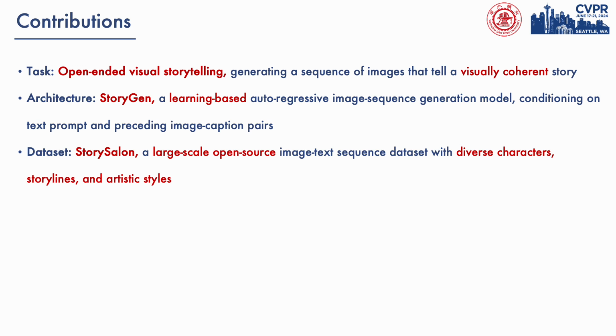First, we propose the task of generating a sequence of images that tell a visually coherent story, denoted as open-ended visual storytelling. Second, to fulfill the task of visual storytelling, we propose a learning-based autoregressive image generation model, termed as StoryGen, with a novel vision language context module that enables to generate the current frame by conditioning on the corresponding text prompt and preceding image caption pairs.